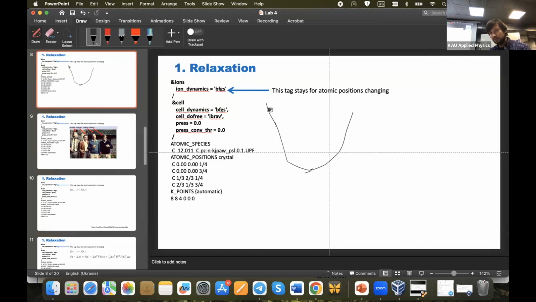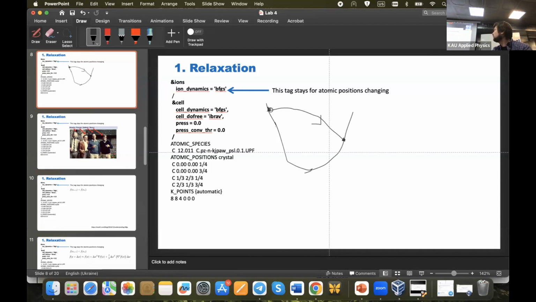Then this algorithm changes atom positions and cell shape in a way that lowers the energy. For example, it succeeded, and we jumped from here to here, and we had lower energy. And the algorithm checked: okay, this move was correct.